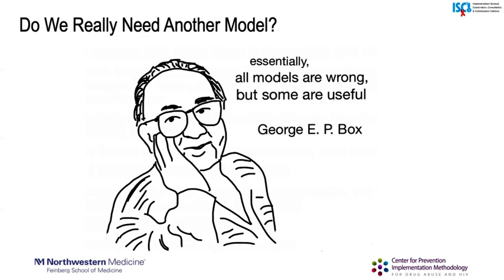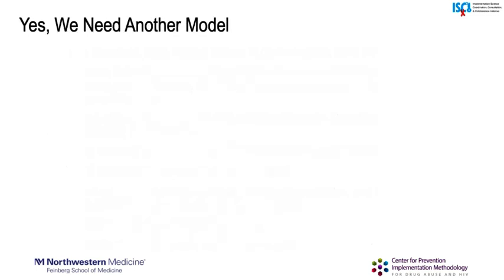So this is a bit of an overused quote by George E.P. Box, where he says, essentially all models are wrong, but some are useful. And it really begs the question of whether or not we really need another model, given that the field of implementation science is really rife with models, and there are a lot of other models obviously available in other related areas that we might be able to borrow from. But I think it's pretty clear that we do need another model, and this one does serve some unique purposes that maybe others available do not.